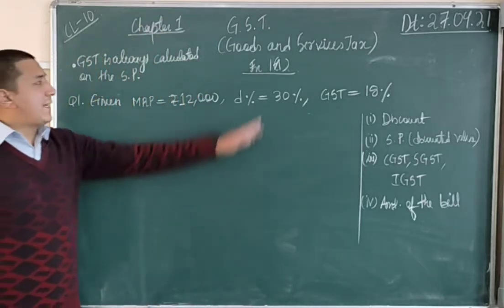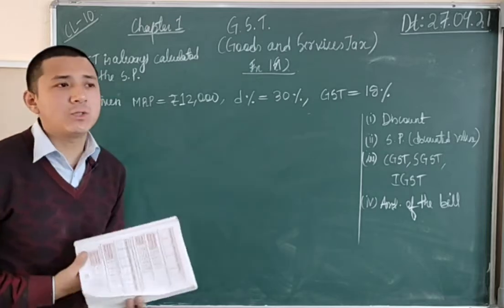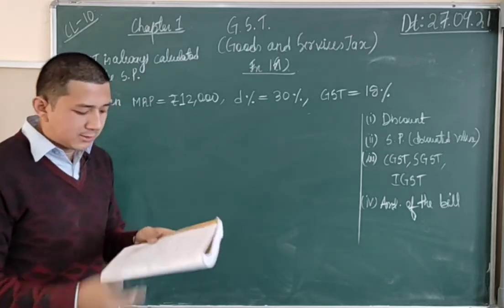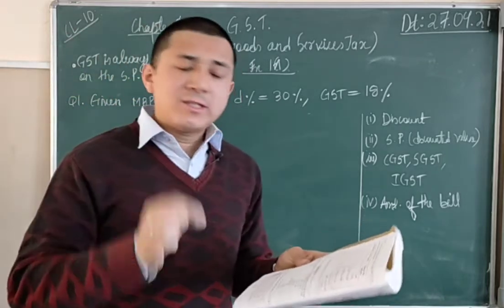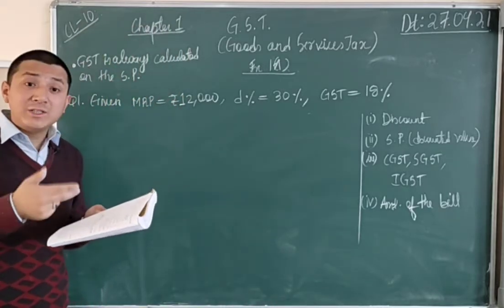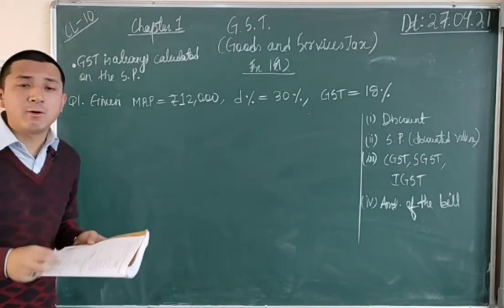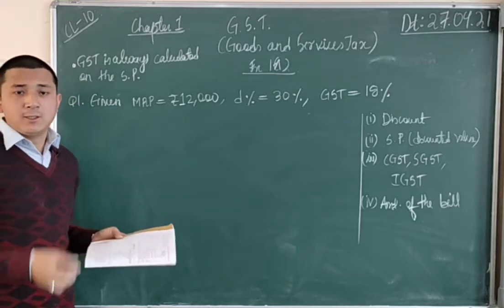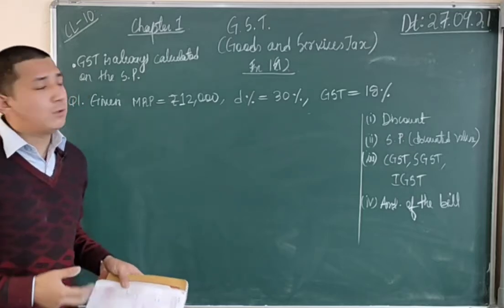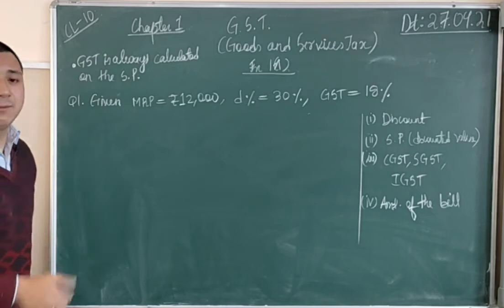Now let us start with exercise 1A. Exercise 1A, page number 8. Please read the question yourself. The question is, for the following transaction within Delhi, fill up the blanks and find the amount of the bill. Okay, for the transaction within Delhi. So within Delhi means within the state. So within the state means intra-state.